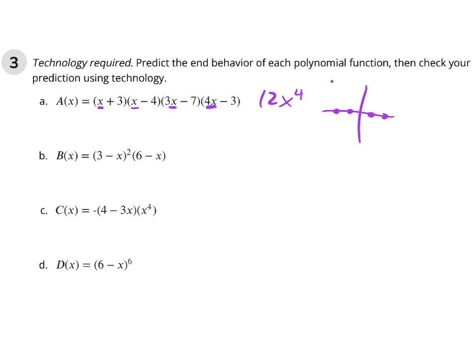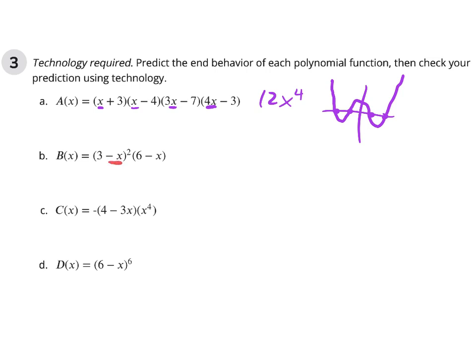And it's positive x even. It starts high, it comes down, and it's going to look something like that. I didn't graph it, but once you graph it, it should look something like that. This is not exact. I did not take the time to find the x-intercepts or the y-intercept. So this is just a rough graph. Okay, for the next one.